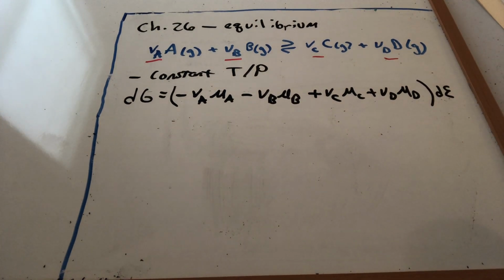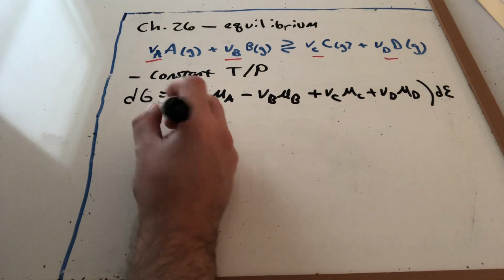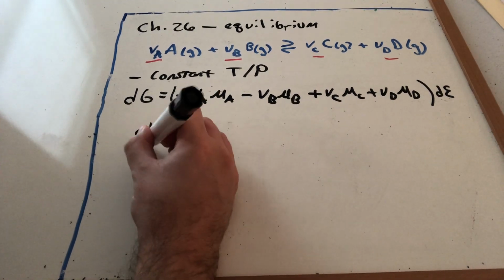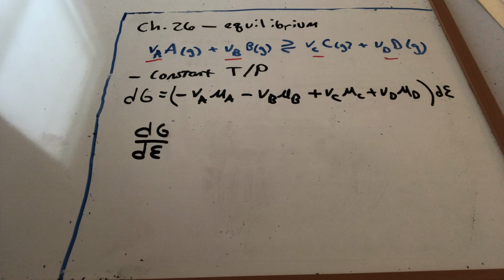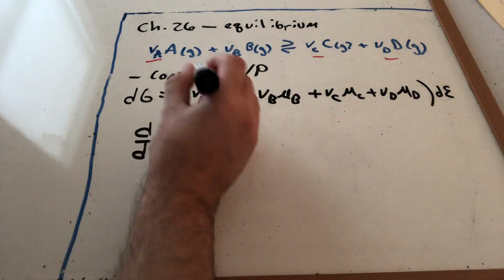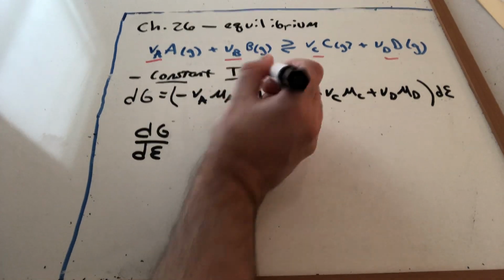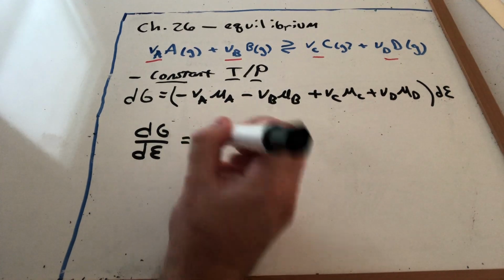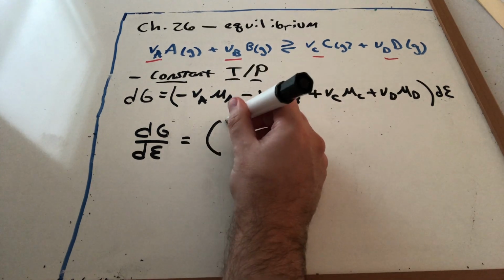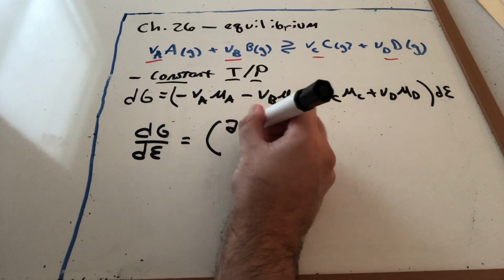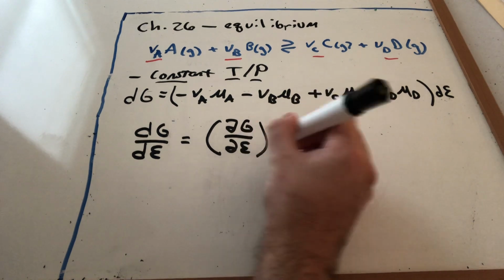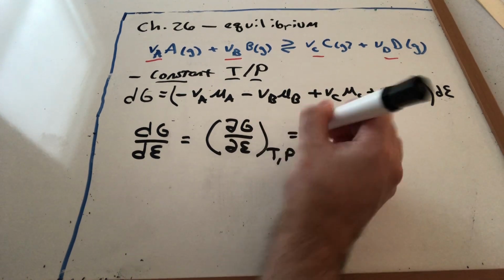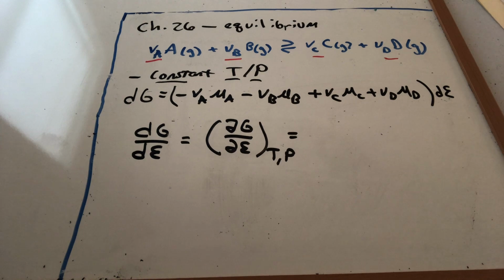So we have one change now. So let's rearrange this just a little bit. Let's write this as dG over d epsilon, and this dG over d epsilon, hold on a second, is being done at a constant temperature and pressure. So when I divide through by this, let's mark down that it's at a constant T and P, and that changes this to a partial derivative.